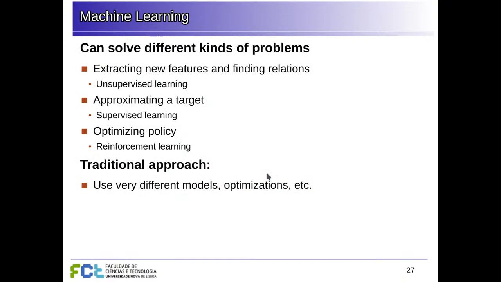So these kinds of problems that we can solve with machine learning, like extracting new features, approximating some target value, optimizing policy, and so on, the traditional approach is to use very different models for this. The different techniques for solving these problems are very different among themselves. A clustering algorithm, logistic regression, things like that, they have very different architectures, very different principles, very different approaches. And this is the general way that things have been done classically in machine learning.